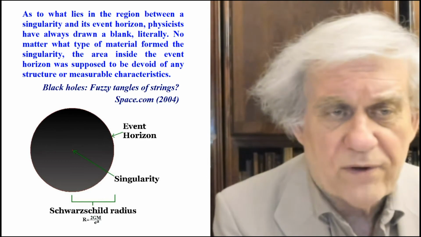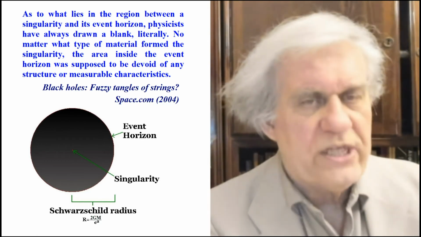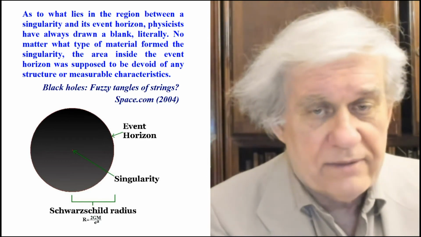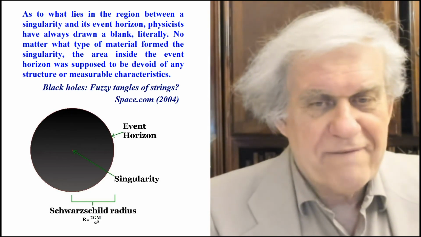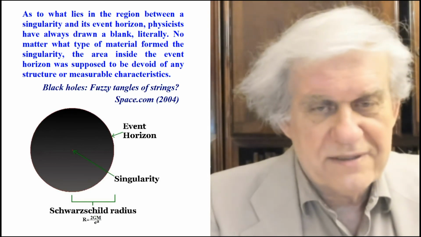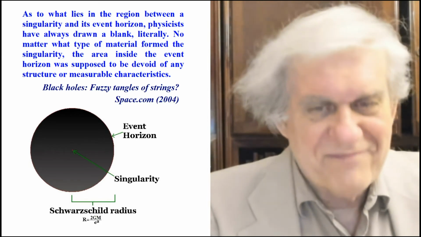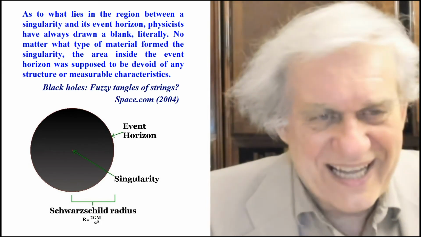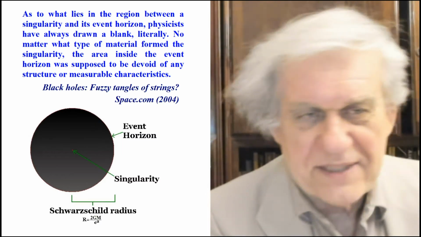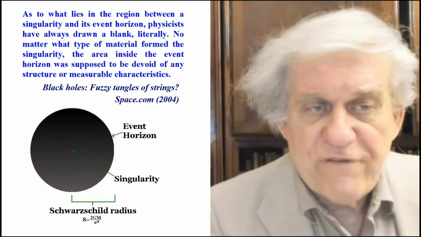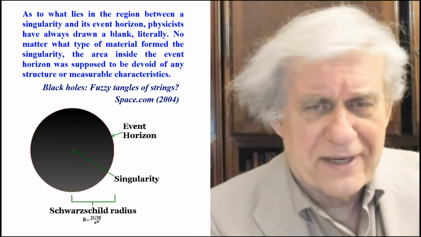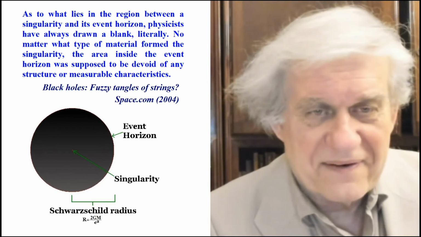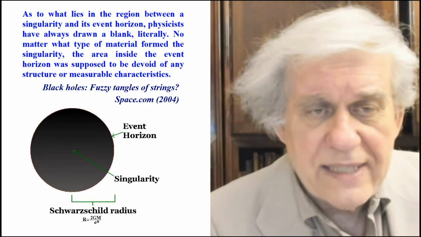This is in 2004. As to what lies in the region between a singularity, what is a singularity? A location in the center of an event horizon, which is a spherical region that covers the center in this volume. Between a singularity and its event horizon, physicists have always drawn a blank. More or less a blank. There's nothing there. Physicists have always drawn a blank, literally.